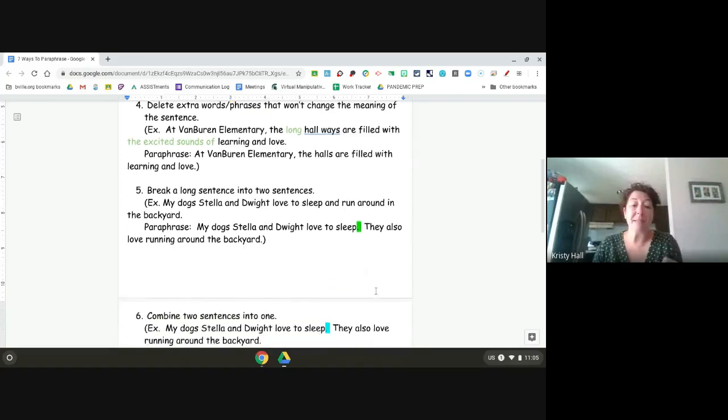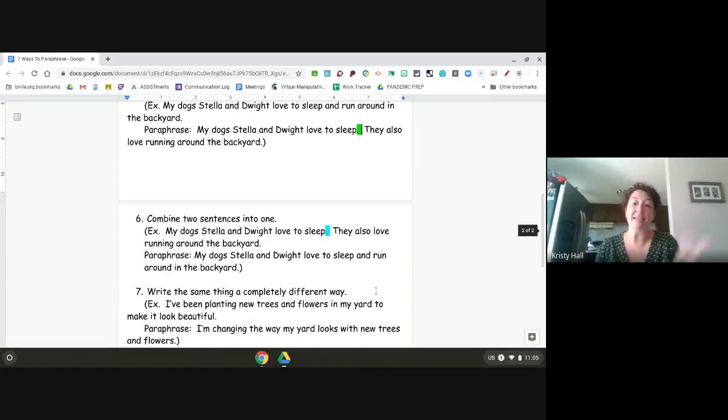The opposite of that is the next strategy. We can take 2 sentences and combine them into 1. So I did this example backwards. My dogs, Stella and Dwight, love to sleep. They also love running around the backyard. I could paraphrase that by saying, my dogs, Stella and Dwight, love to sleep and run around in the backyard. So if you have 2 sentences, you can put them together. If you have one long sentence, you can split it into 2 sentences.